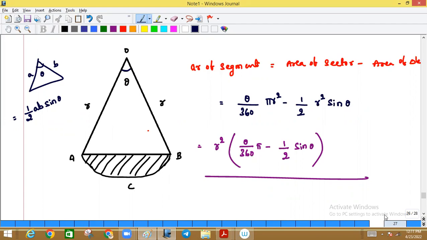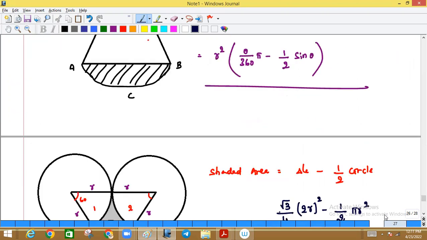When two sides and the angle between them are given, the area is half AB sine theta. Here A and B are both the radius, therefore it is half r square sine theta. So from the area of the sector, theta by 360 pi r square, you subtract the area of the triangle, half r square sine theta. They'll give you sine theta or else they'll give you theta.